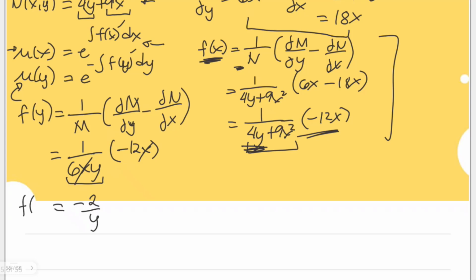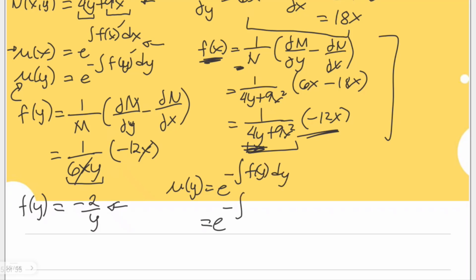This is our f of y, and this only contains one variable, and that is actually y. Okay? So I'm showing you the two steps to differentiate them. With this, our integrating factor mu of y is e to the power of, take note of this, negative integral of f of y dy. E to the power of negative, we have here negative 2 over y dy.